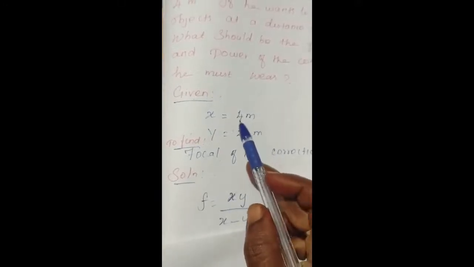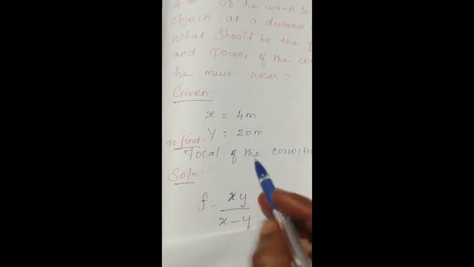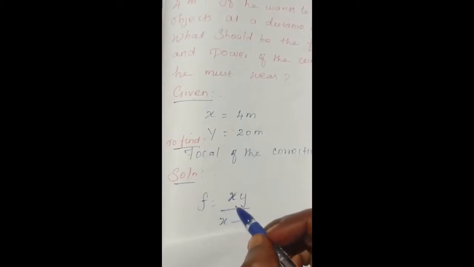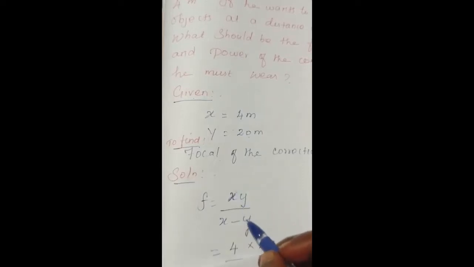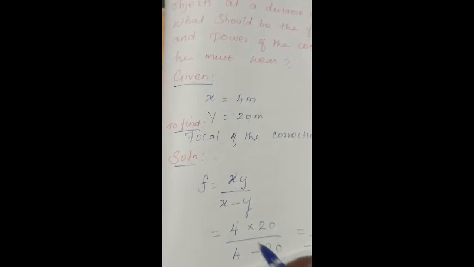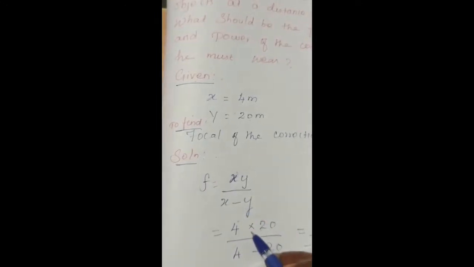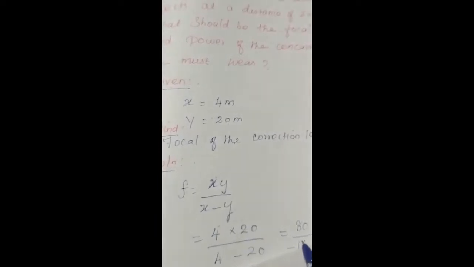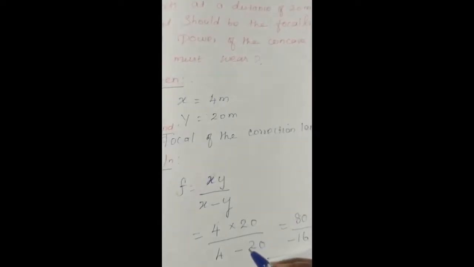So x value here is 4 meter, y value 20 meter. Easily we can find the focal length. Substitute: 4 into 20 divided by 4 minus 20. 4 into 20 is 80. 4 minus 20 is minus 16, because 20 is the bigger number.